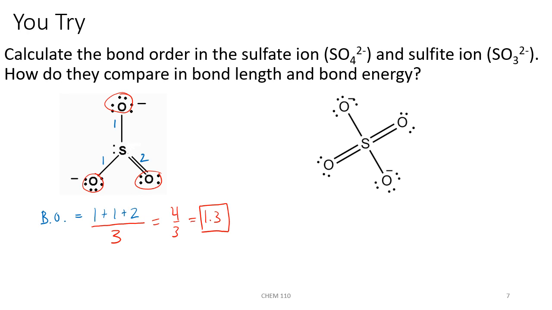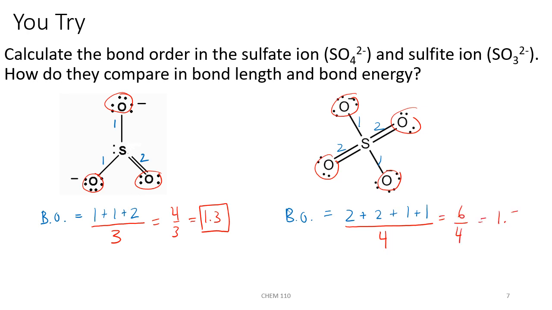In our SO4 ion, if we calculate our bond order, we're going to have 2 double bonds. They each will get a bond order of 2, and 2 single bonds, which each will get a bond order of 1. So we would have 2 plus 2 plus 1 plus 1 on our numerator, and then dividing by our number of atoms, we have 1, 2, 3, 4 oxygen atoms that those bonds are spread out over. So we're going to divide by 4. In this case, we're going to come up with 6 over 4 for our fraction, which is equal to 1.5.